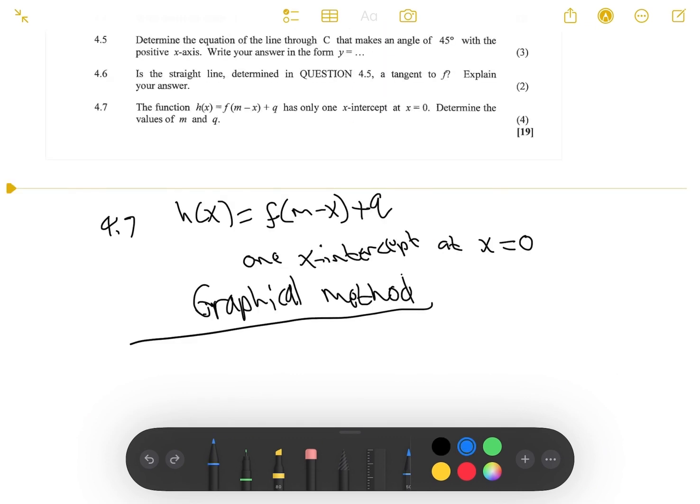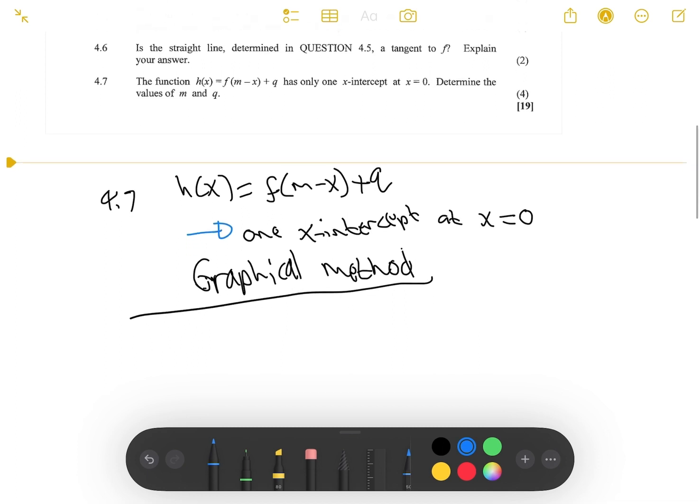Now let's move to question 4.7. In 4.7, we're told that h of x equals f of m minus x plus q, and there's only one x-intercept at x equals 0. They say determine the values of m and q. The first thing to note, which is very important, is that we have one x-intercept at x equals 0. To solve for m and q, we're going to use both the graphical and the mathematical method.